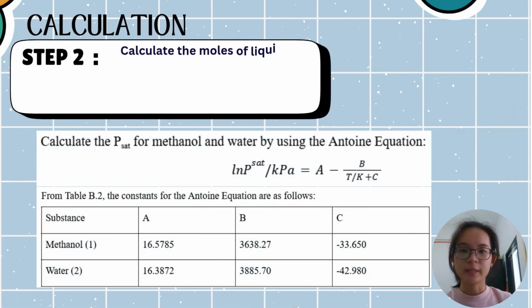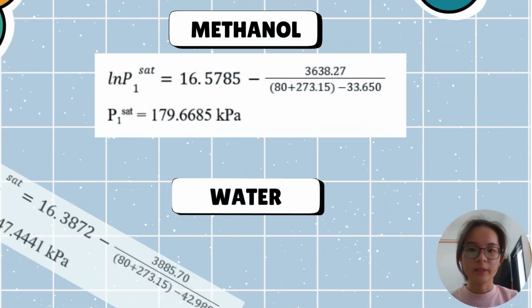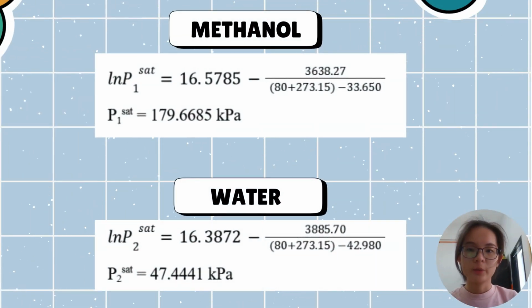Let's proceed with step 2, calculate the moles of liquid, moles of vapor, liquid phase mole fraction, and vapor phase mole fraction. To calculate the saturation pressure for methanol and water, we use the Antoine equation. The values A, B, and C for the Antoine equation are obtained from Table B2. By using the equation in the previous slide, we can calculate that the saturation pressure for methanol is 179.6685 kilopascal and the saturation pressure for water is 47.4441 kilopascal.